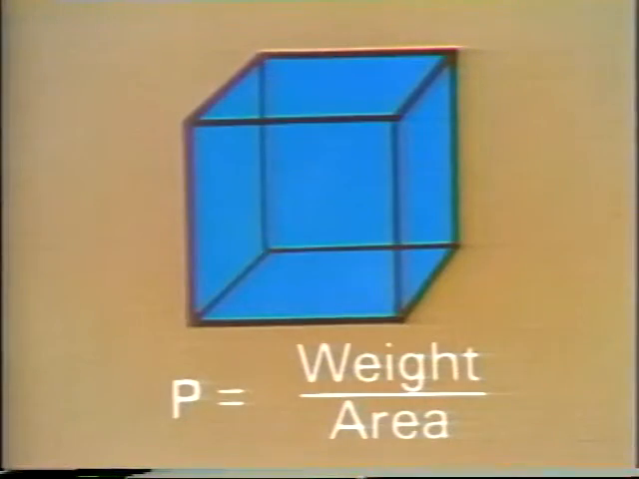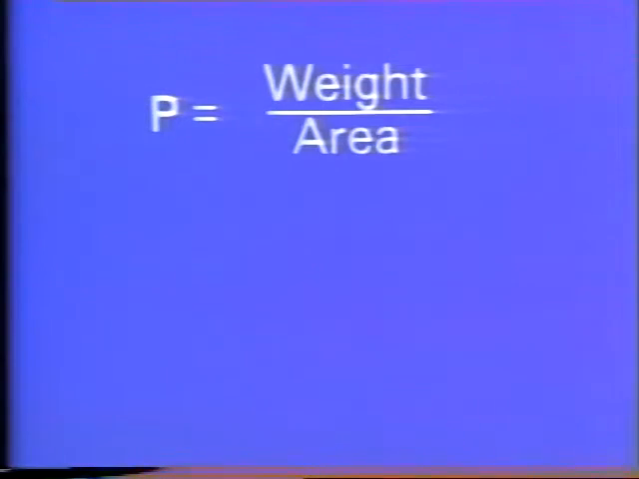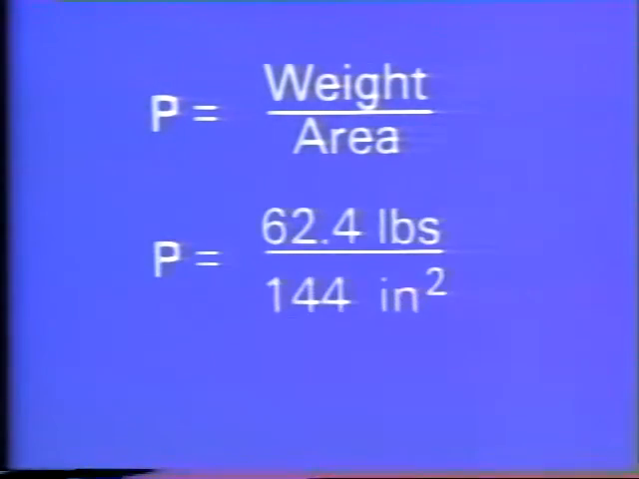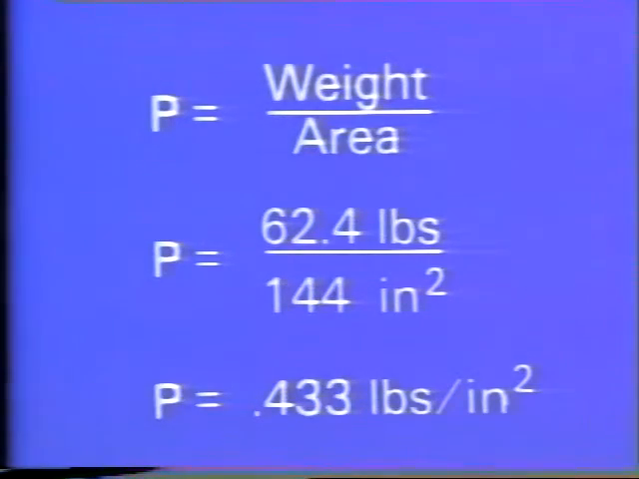We'll need to know the weight of the water and the area it's acting on. Remember, the equation for pressure is weight divided by area. The bottom of the container measures 12 inches by 12 inches, so its area is 144 square inches. From our earlier discussion, you know that a cubic foot of water weighs 62.4 pounds. Putting these figures into our pressure equation will tell us the pressure exerted on the bottom of the container. Pressure is equal to 62.4 pounds divided by 144 square inches. The pressure exerted on the bottom of the container is 0.433 pounds per square inch. From this, we can conclude that a 1-foot column of water exerts a pressure of 0.433 pounds per square inch.